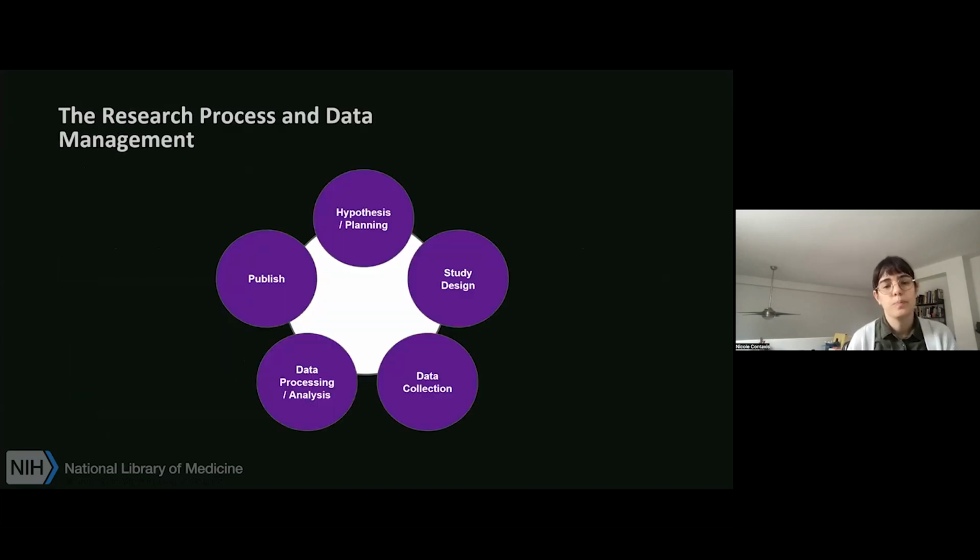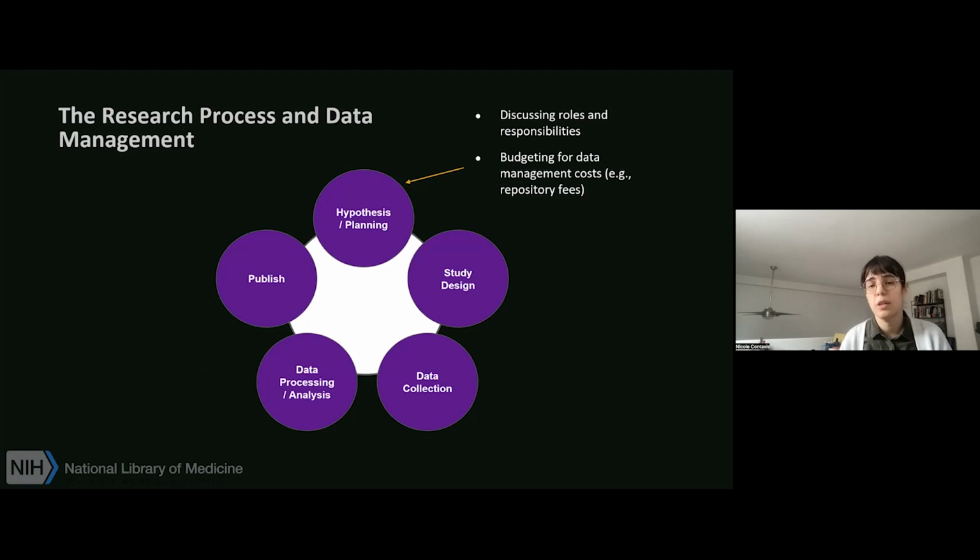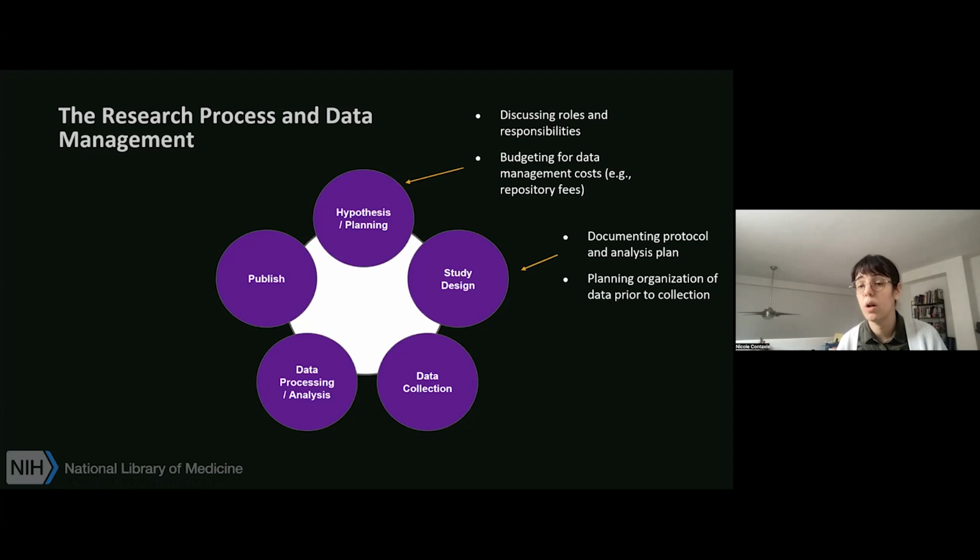Next slide, please. So data management happens throughout the research process. Next slide. So under hypothesis and planning, you may do things like discuss roles and responsibilities within your lab or research team. You might do work like budgeting for data management costs for things like repository fees. This is all data management work. Next slide. Under study design, you may be documenting protocol in your analysis plan. You may be planning the organization of data prior to collection. That might include setting file naming conventions and organizing your folders ahead of time so you know where each data set is going to live.